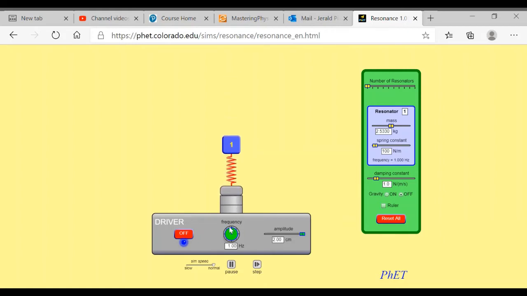And so now the mass really has a large amplitude. And then, of course, if I decrease the frequency, we're not at resonance anymore, and now you're going to see the amplitude starts to decrease.